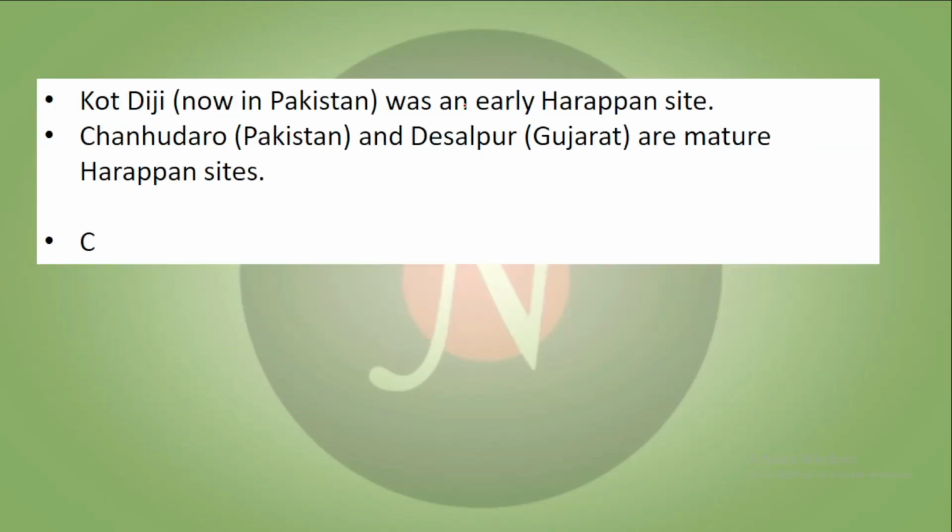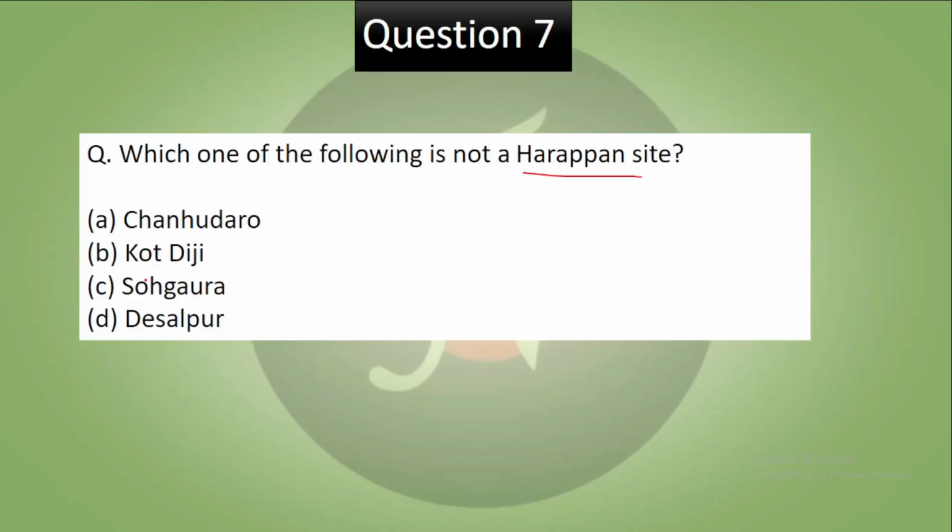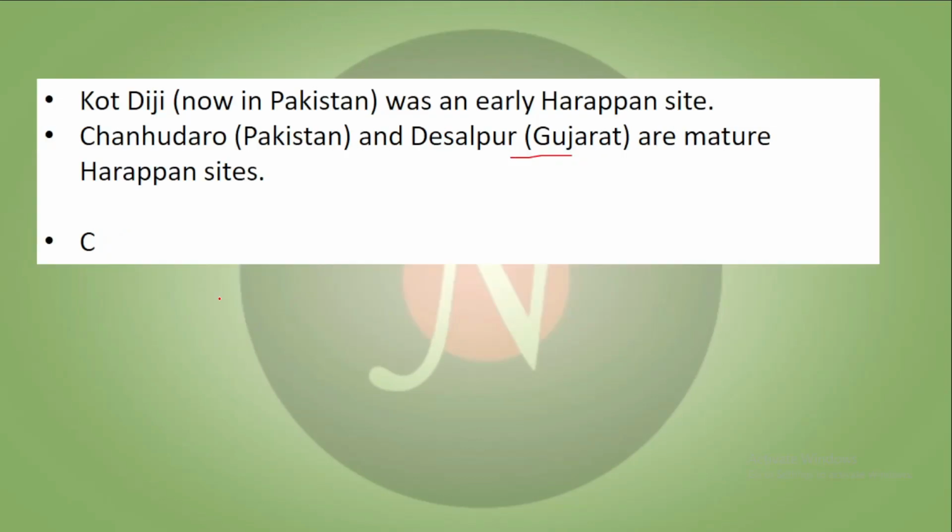So Kotdiji, which is now in Pakistan, was an early Harappan site. Chanhudaro was also a Harappan site. Dilaspur, which is now in Gujarat, was also a mature Harappan site. So this is not your site, therefore it's your answer.